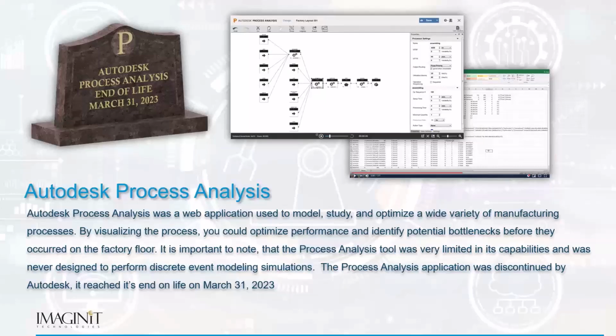So some of you may remember back a couple of years ago, Autodesk had a tool called process analysis that used to be a part of the factory utilities. It was a simple flowchart analysis of your processes. I say it was simple. It wasn't 3D or even 2D. It was just a flowchart. But each task along the way you could address individually. But it was never intended to be a discrete modeling simulation. It was actually very much a deterministic way to look at a process.